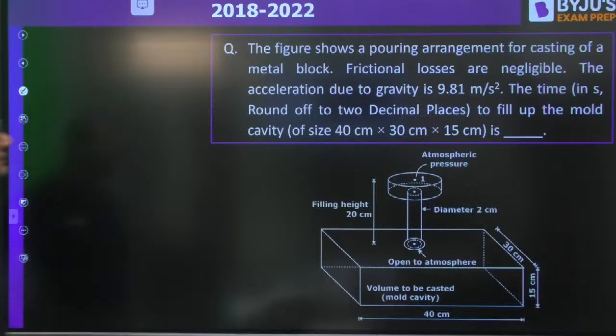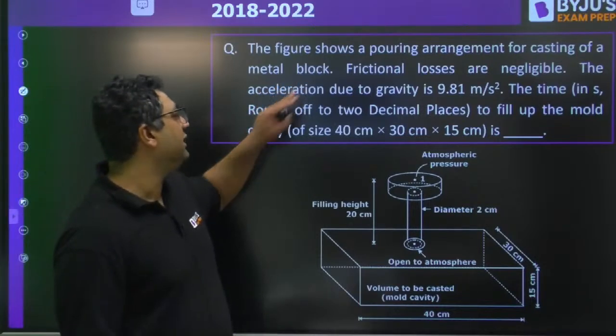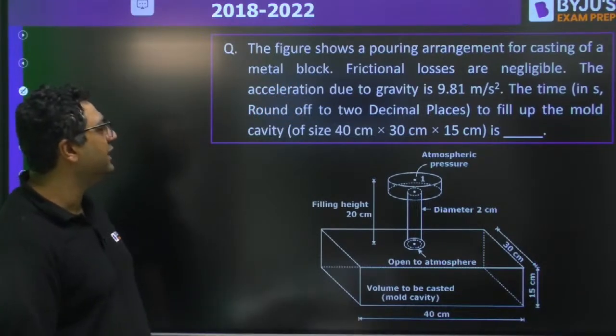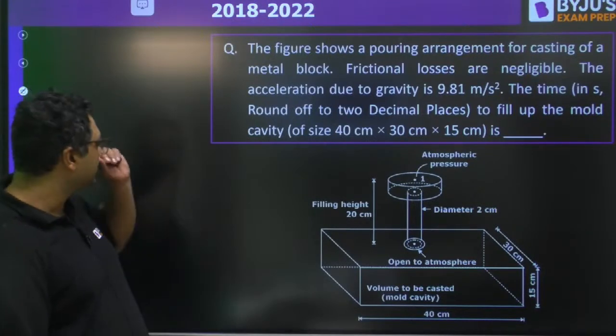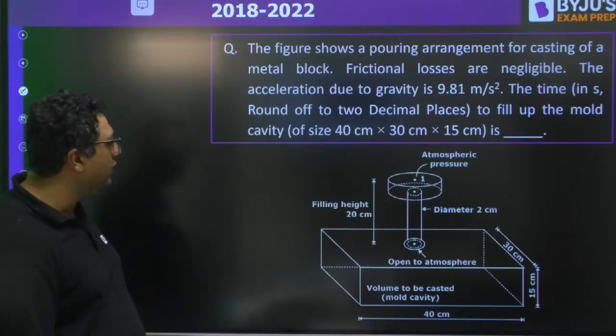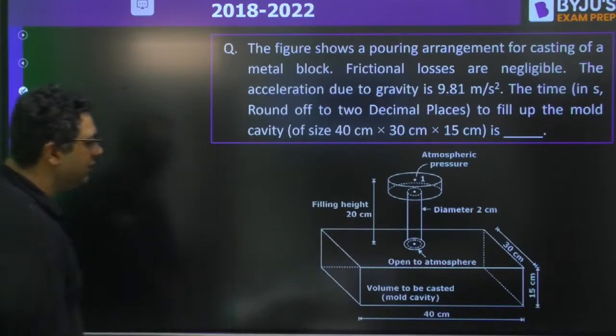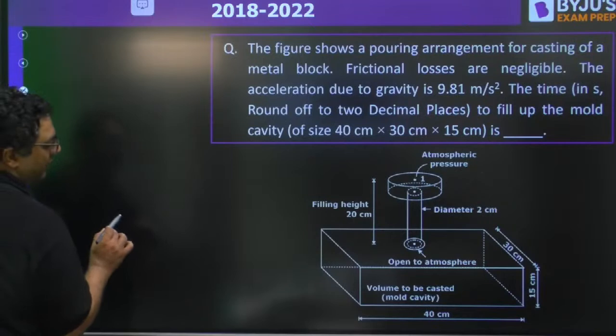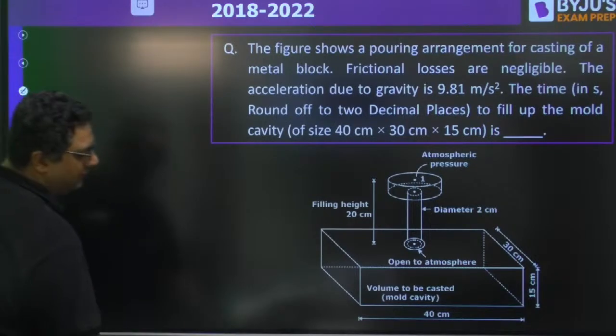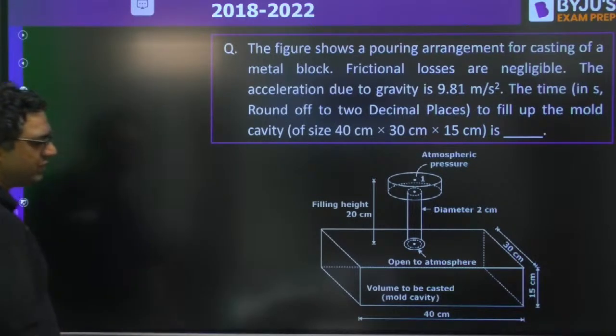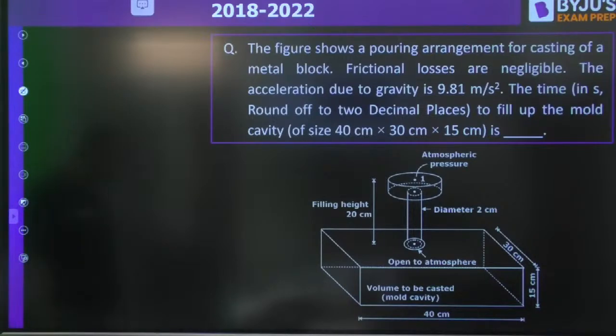The figure shows a pouring arrangement for casting of a metal block. Frictional losses are negligible. Acceleration due to gravity is given. The time, rounded off, to fill the mould cavity. The volume is given. You need to find out the time required to fill the cavity. Very easy question, I feel. It is a very, very easy question.